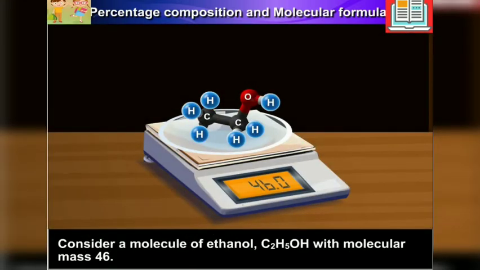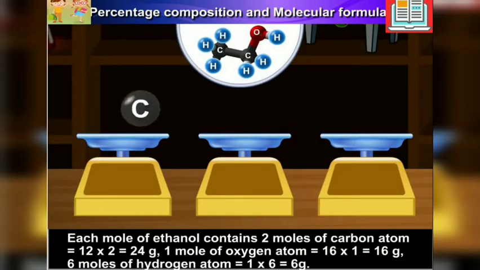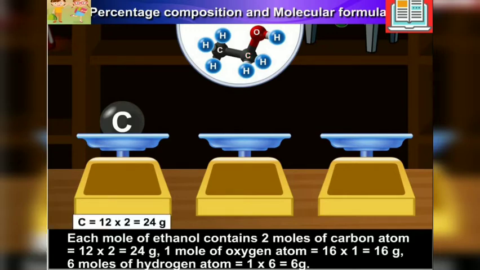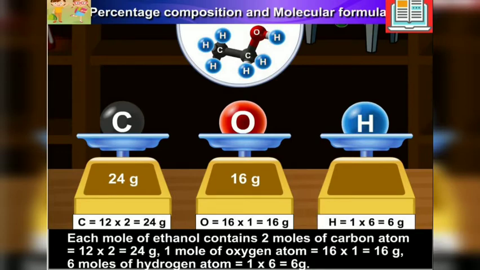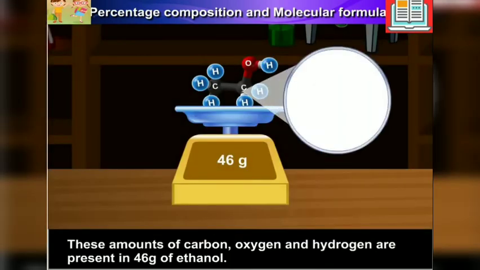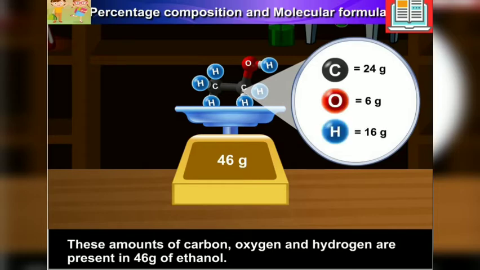Consider a molecule of ethanol, C2H5OH, with molecular mass 46. Each mole of ethanol contains 2 moles of carbon atoms, equals 12 into 2 equals 24 grams. 1 mole of oxygen atom equals 16 into 1 equals 16 grams. 6 moles of hydrogen atoms equals 1 into 6 equals 6 grams. These amounts of carbon, oxygen, and hydrogen are present in 46 grams of ethanol.